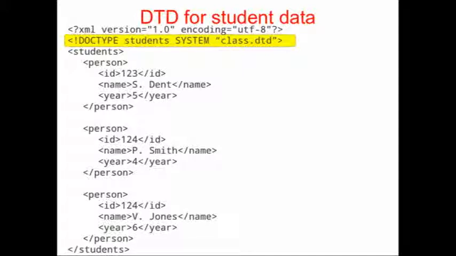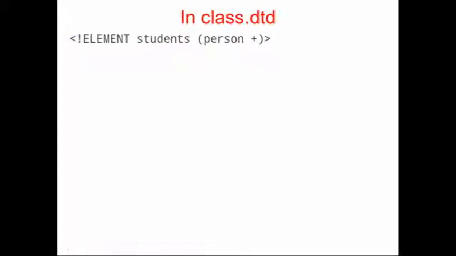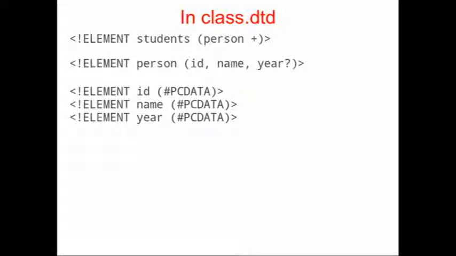So we have to create a class.dtd that describes that contract. We start and say we're going to have element students, and students can be comprised of one or more person objects. A person object consists of an ID, a name, and an optional year. And then within the person object, we have to describe each ID, name, and year. And in this case, we're just going to say that they are parsed character data, PCDATA.